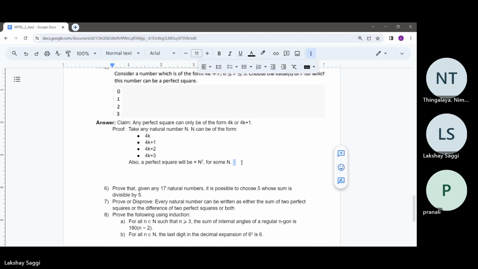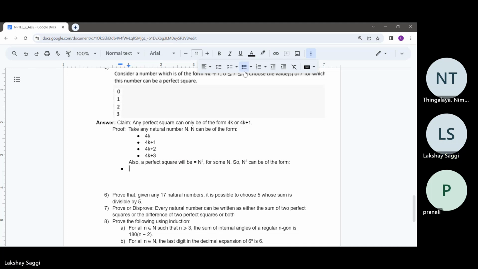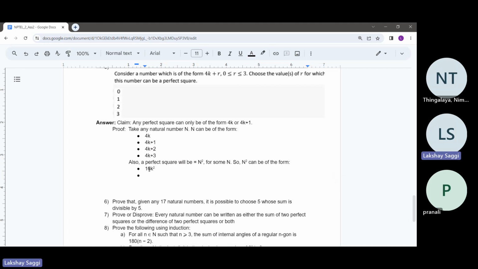So basically, since we have seen that n is of the form 4k, 4k plus 1, 4k plus 2, or 4k plus 3, now n square can be of the form... Since n was 4k, 4k plus 1, 4k plus 2, 4k plus 3, if n was 4k, then what will be the value of n square? It will be equal to 4k whole squared, which is 16k squared. I hope this makes sense. Similarly, I'll write it first as 4k whole squared.